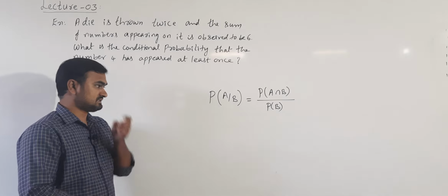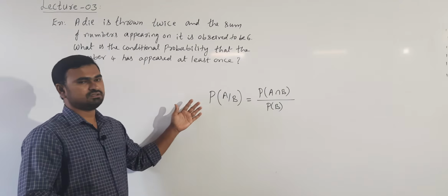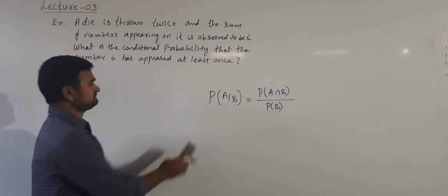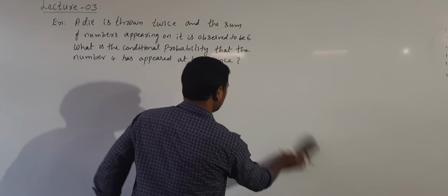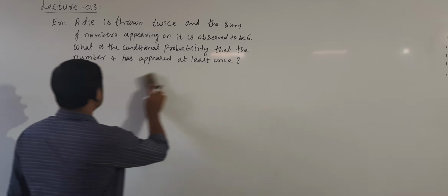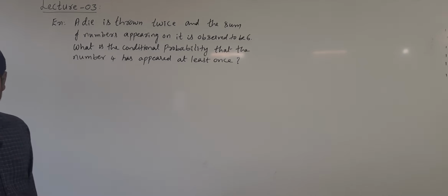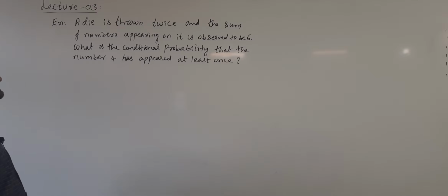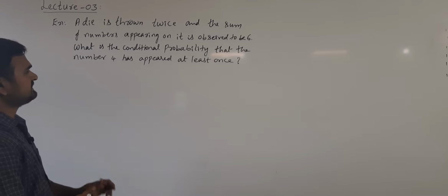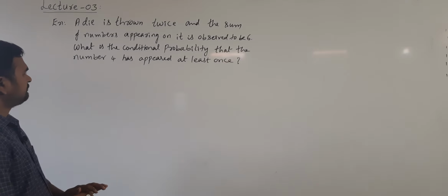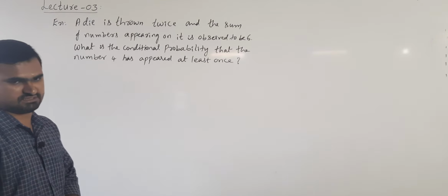Understand? So we have seen the theory related to conditional probability. Let us see some examples based on this. See the example. A die is thrown twice and the sum of numbers appearing on it is observed to be 6. What is the conditional probability that the number 4 has appeared at least once?